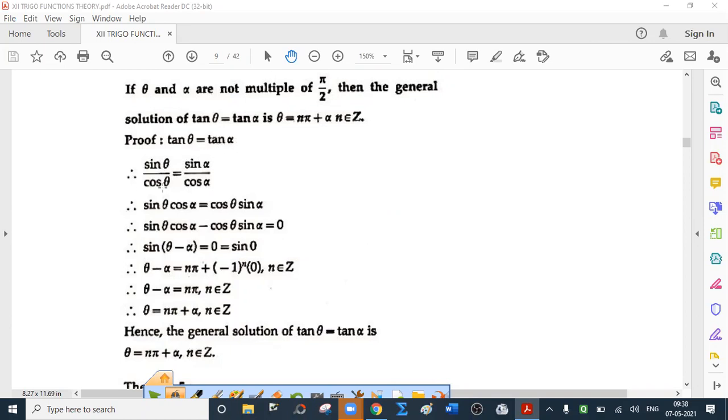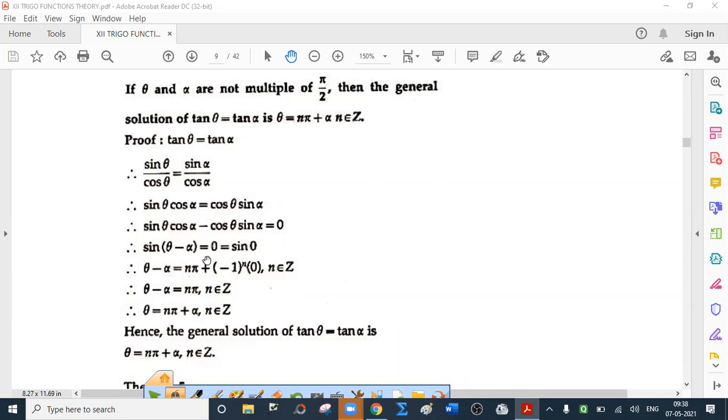Okay, tan theta is tan alpha. But what is tan? Sin by cos. So sin theta upon cos theta equal to sin alpha upon cos alpha. Cross multiply and rearrange the terms. So sin theta cos alpha equal to cos theta sin alpha. That is sin theta cos alpha minus cos theta sin alpha equal to 0. But this is the expansion of sin of theta minus alpha.